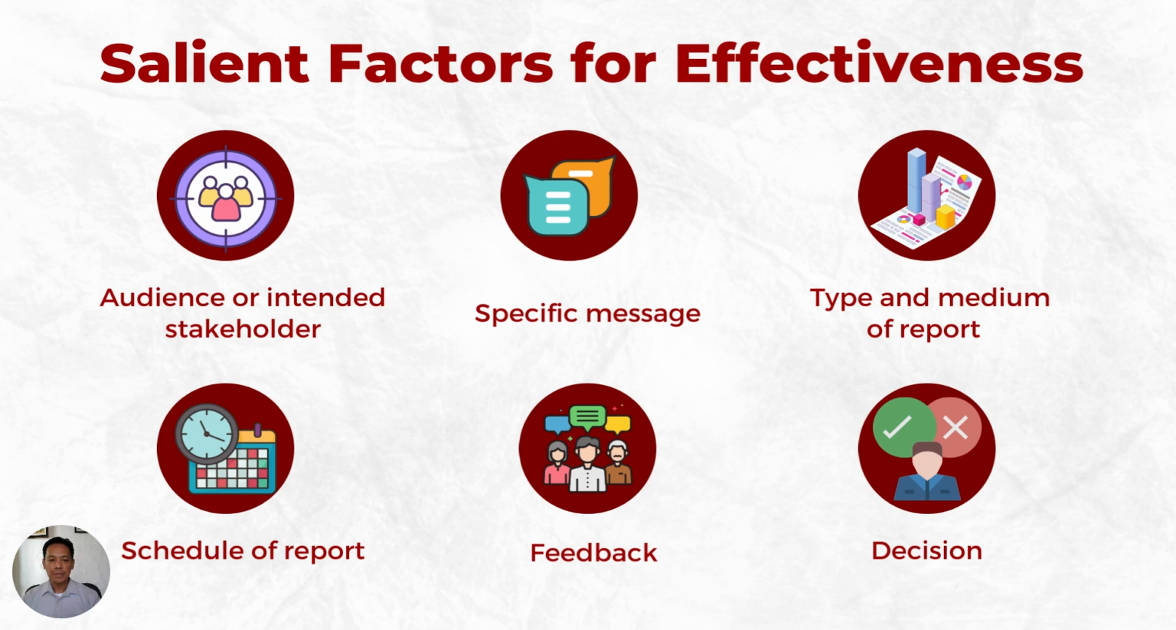These are the 6 factors that are important in ensuring effectiveness. Audience or the intended stakeholder. What are the specific messages for those intended stakeholders? What is the type of report or the medium of report? When is the report to be presented? Are there any feedback along the process? And what are the decisions to be made, either to continue or stop a particular advocacy or program based on the monitoring and evaluation?